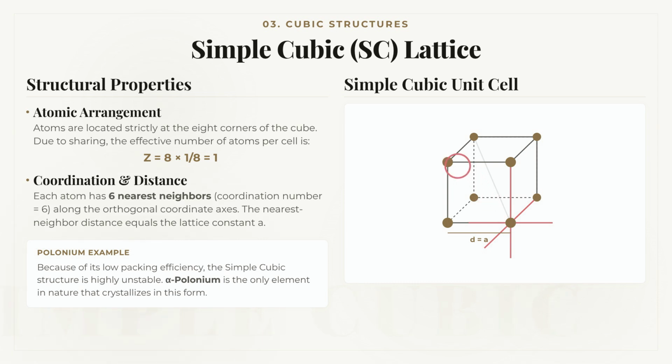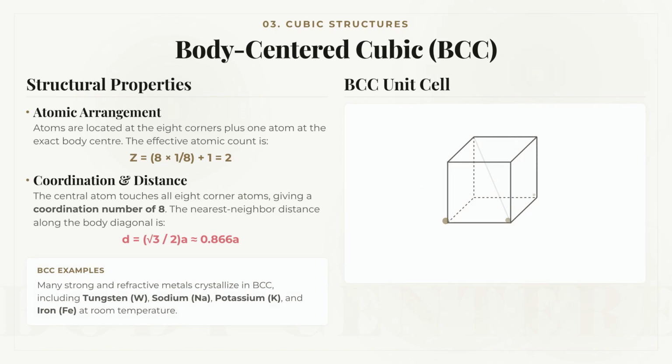Simple cubic structures are rarely found in nature because they have very poor packing efficiency. Alpha polonium is one of the few elements that crystallizes in this structure. The second structure is the body-centered cubic structure, commonly known as BCC. In this arrangement, atoms are present at the 8 corners, and 1 atom is located at the center of the cube. The 8 corner atoms together contribute 1 atom, and the central atom contributes 1 more atom. Therefore, the total number of atoms per unit cell is 2.